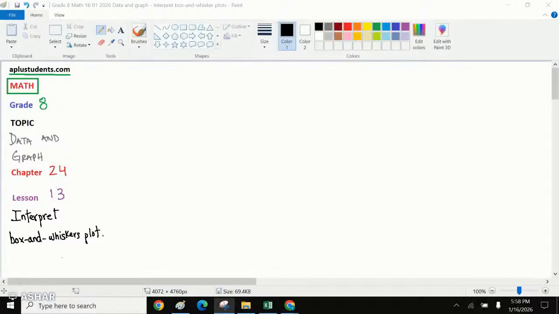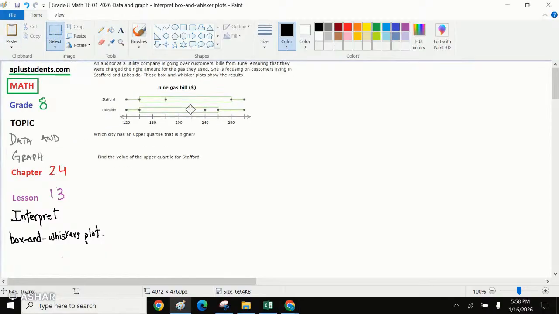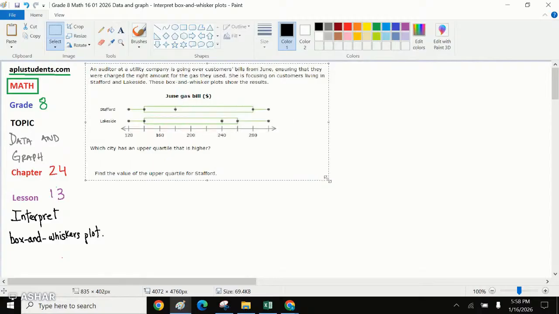The given question is they have given us a box and whiskers diagram and they want us to interpret the diagram. I'll just enlarge this. Question number 1 says, an auditor at the utility company is going over customer bills from June, ensuring that they were charged the right amount for the gas they use. She is focusing on customers living in two cities, Stafford and Lakeside.